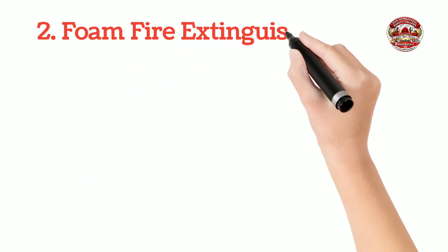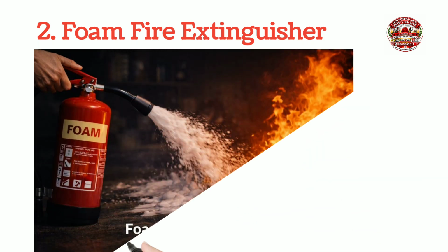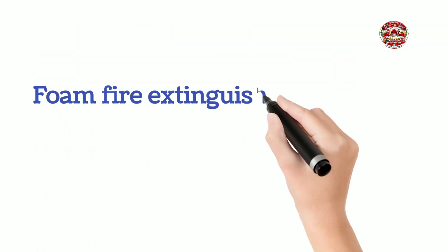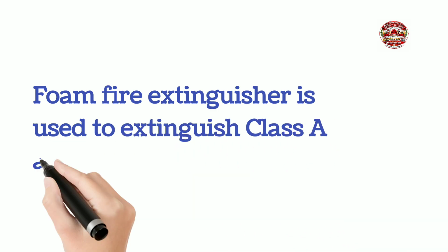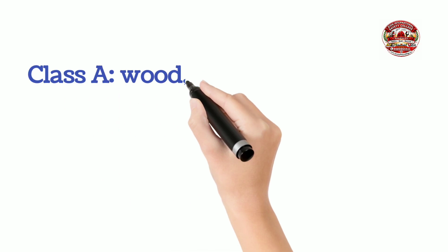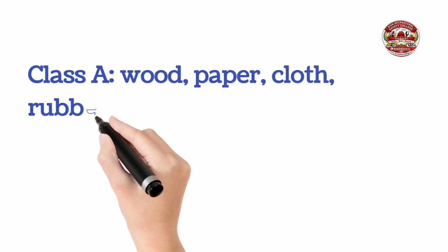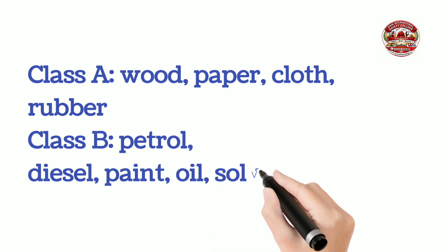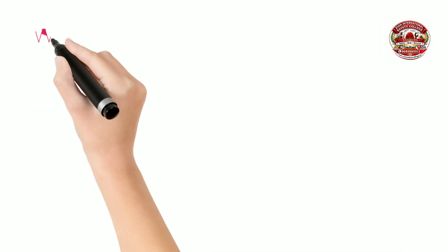Foam extinguisher. Foam fire extinguisher is used to extinguish Class A and Class B fires. Class A, wood, paper, cloth, rubber. Class B, petrol, diesel, paint, oil, solvents.